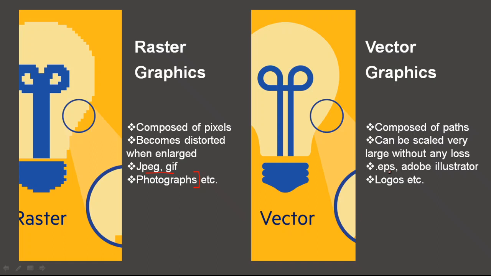But for vector graphics, some file formats are .eps and Adobe Illustrator. Its abbreviation is .ai. And we design logos in it. Why do we design logos in vector graphics and not in raster graphics? Logos have to be scaled very large at times, so it's necessary that they don't get distorted. That's why logos are made in vector graphics. In the next lectures, we'll work in Adobe Illustrator and you will get to know how we use vector graphics and how we use raster graphics.